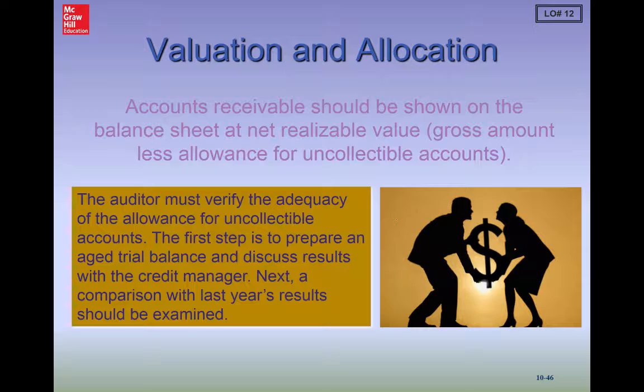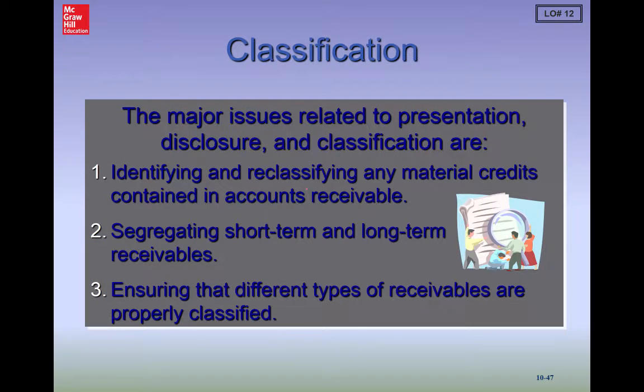Here we have to show that our accounts receivable is at net realizable value. Remember, on the face of the balance sheet, we have gross AR, and then we would have less allowance for doubtful accounts to show our net accounts receivable balance. To get us to that net accounts receivable balance, or net realizable value, we need to make sure that our allowance for doubtful accounts is properly allowing for all of the uncollectible accounts that we have.